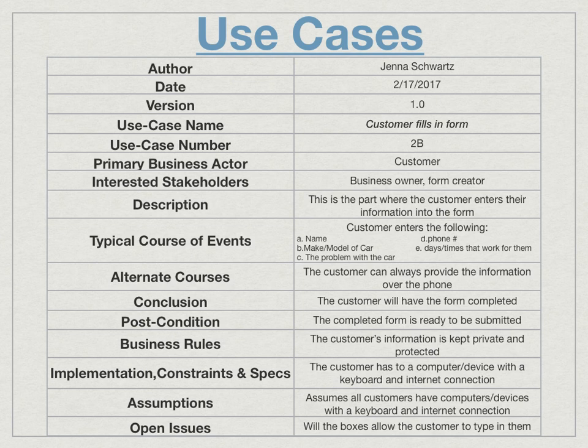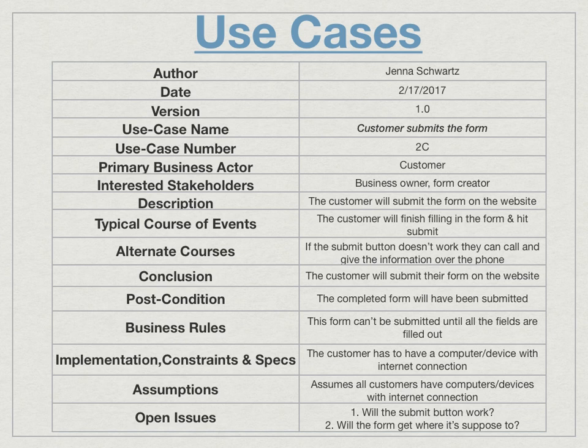The constraint, as before, is they have to have a device with internet connection, and this time they have to have a keyboard. The assumption is that they will have these things. And the open issue is, when they're filling out the form, will the box allow them to type in, or will there be an issue there? The next one is 2C. It's where the customer submits the form. And again, you have your primary as the customer, and the stakeholders are the business owner and form creator.